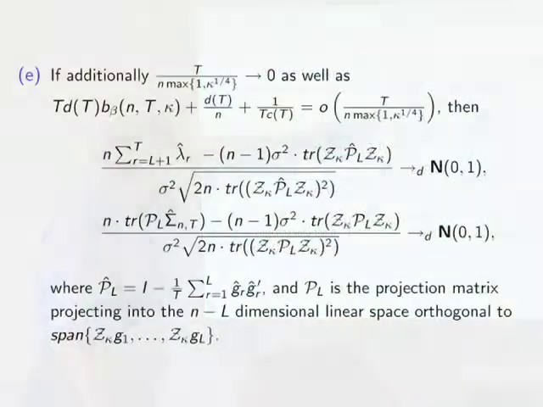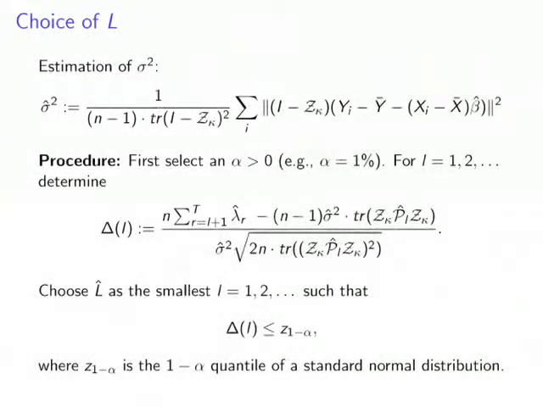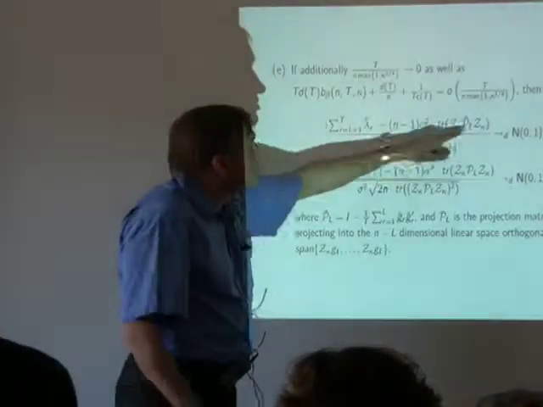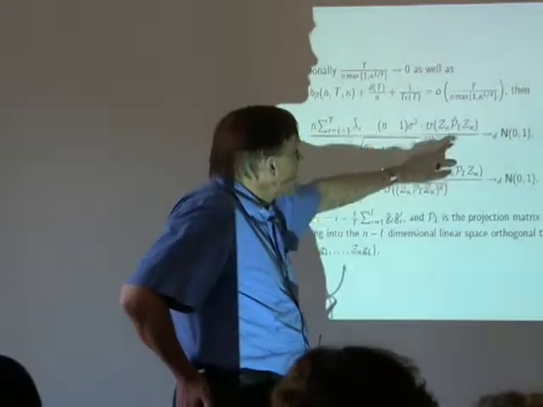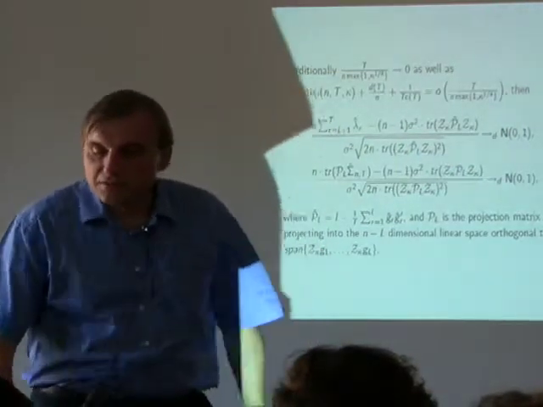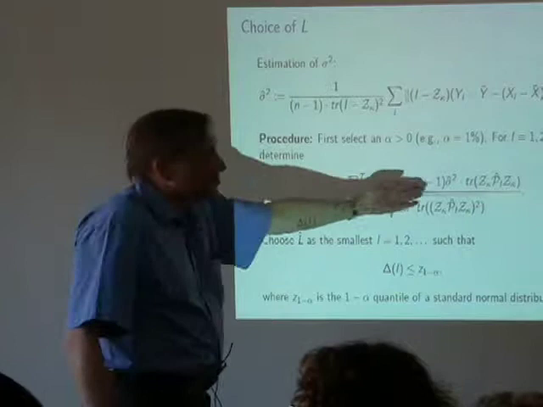This gives a bound on the estimation error from the empirical covariance matrix, and it can be used just for approximation. So for the choice of L, we need an estimate of the error variance, which is done in this way. Then we use the result from before, that this term should tend to a standard normal distribution. Now we just replace this by an estimate, this by an estimate, and this is our test statistic.